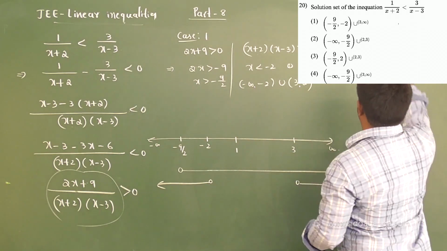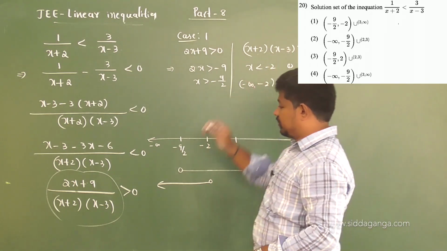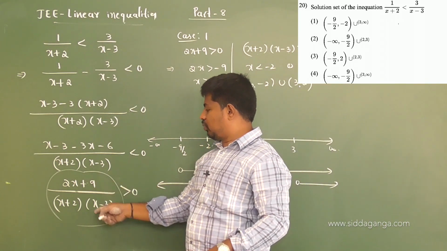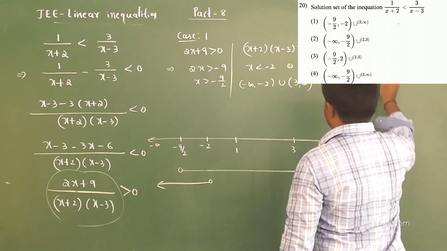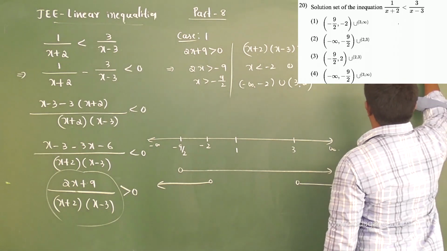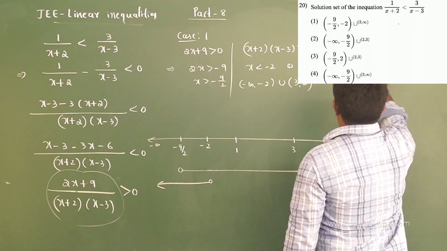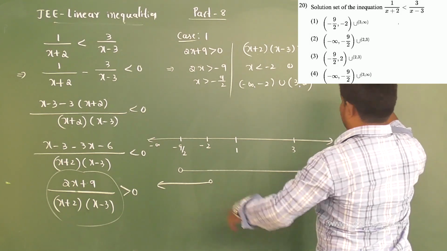We have one more case, that is case 2, both can be negative now. The fraction is positive when both numerator and denominator are negative. So, there is one more case. Let me check 2x plus 9 less than 0. For this you get x is less than minus 9 by 2, right? Okay, next denominator.